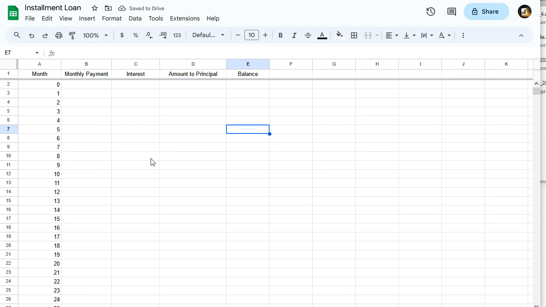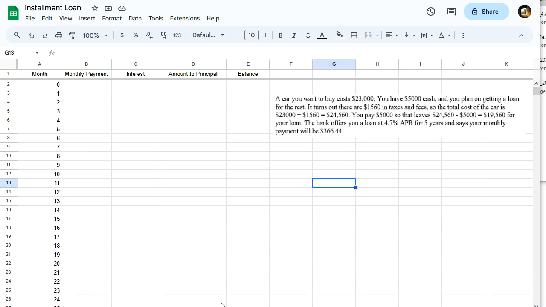Okay, so what we're going to do is set up for the car loan. Let me paste that information in here. All right, so remember we were borrowing $19,560. So we're going to put that as our starting balance right there. And now you were given the monthly payment on this one, but let's pretend like we didn't know it, okay? Because in the future, you're not going to know it. So let's put the monthly payment here. We're going to start it in 1.